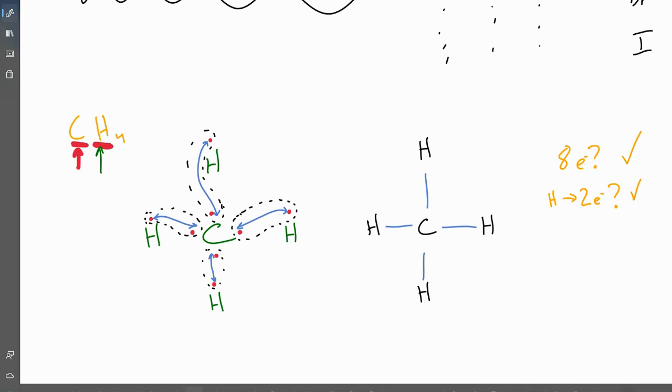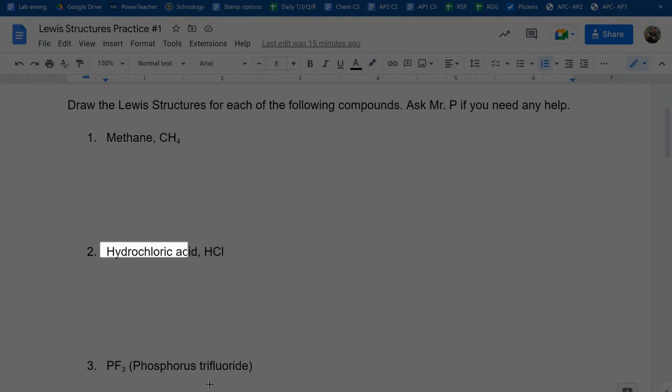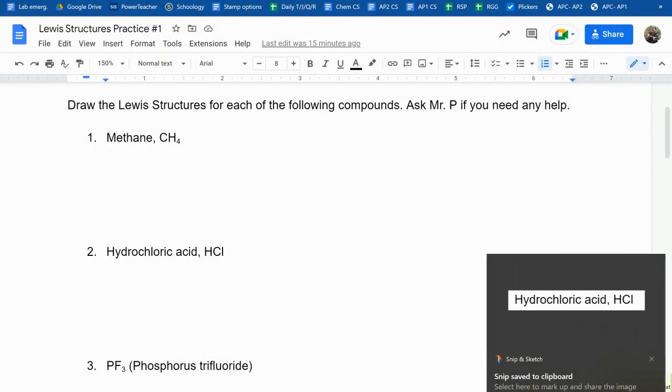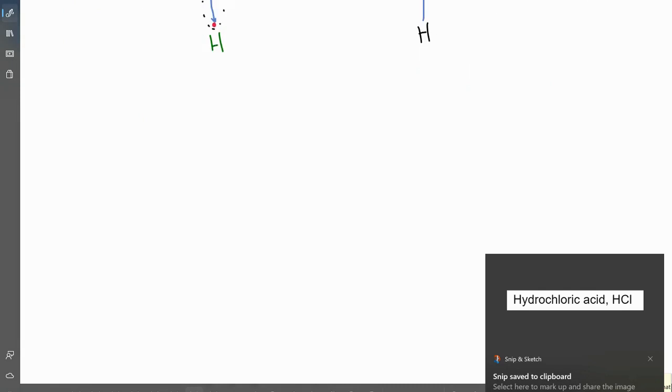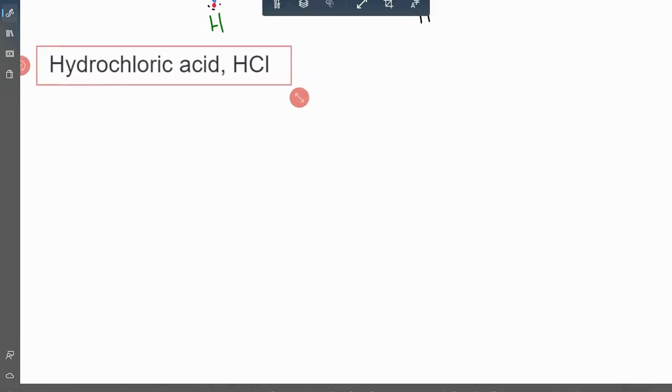Let's practice a few more on a few of these other compounds. So let's try hydrochloric acid now, HCl. So hydrochloric acid, HCl, what this looks like, we're going to find out.